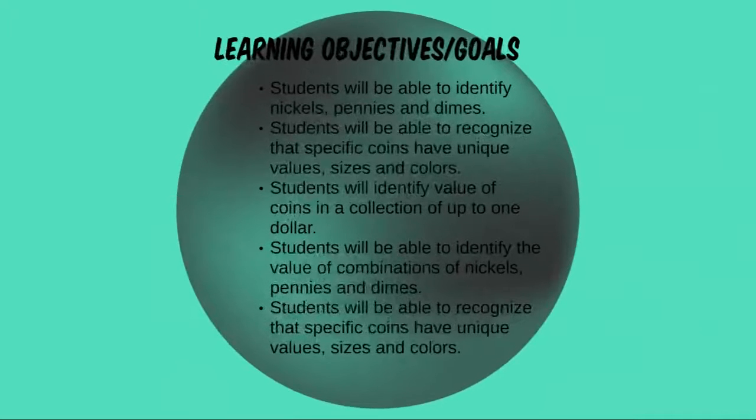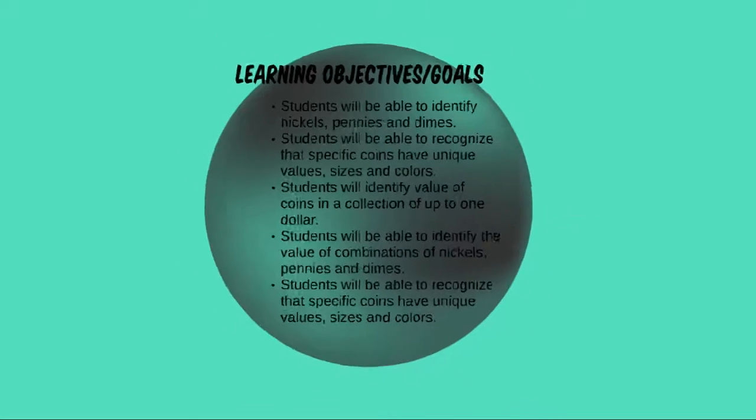Next is our learning objectives and goals. Students will be able to identify nickels, pennies, and dimes. Students will be able to recognize that specific coins have a unique value, size, and color. Students will be able to identify the value of coins in a collection of up to $1. Students will be able to identify the value of combinations of nickels, pennies, and dimes.